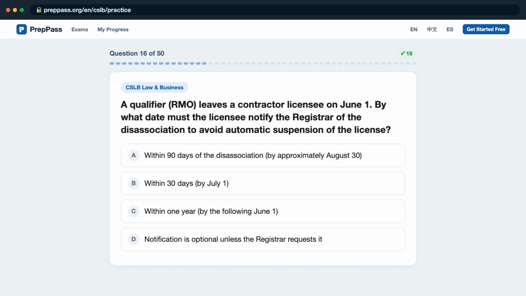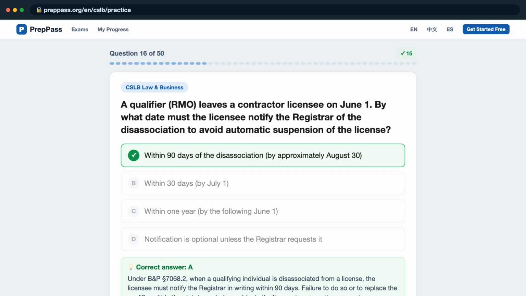Question 16. A qualifier, RMO, leaves a contractor licensee on June 1. By what date must the licensee notify the registrar of the dissociation to avoid automatic suspension of the license? Is it A, within 90 days of the dissociation, by approximately August 30th? B, within 30 days, by July 1st? C, within 1 year, by the following June 1st? D, notification is optional unless the registrar requests it? The correct answer is A.